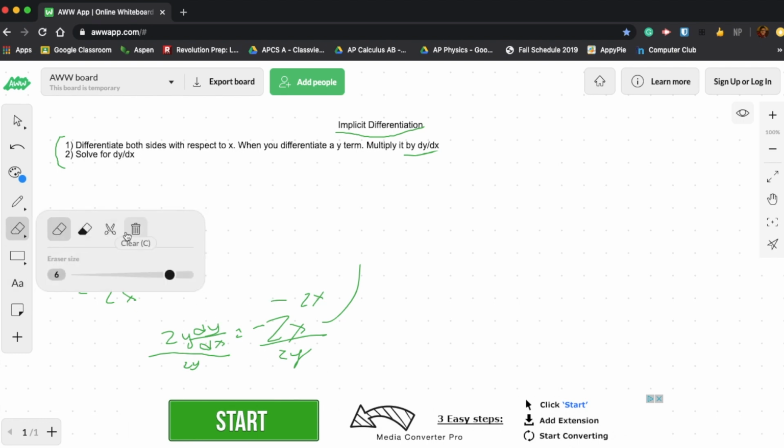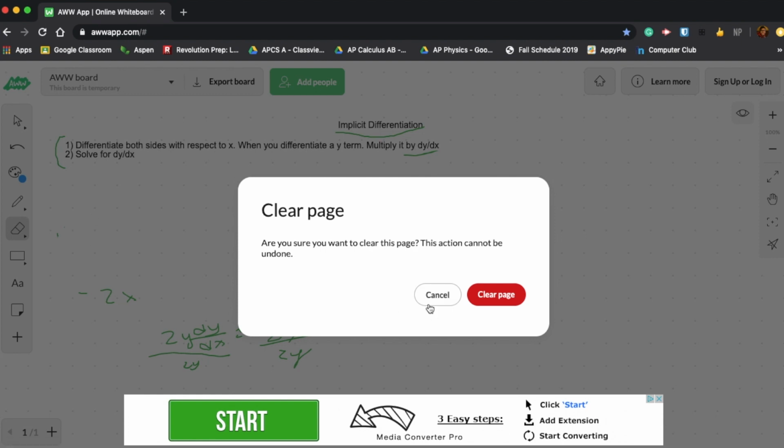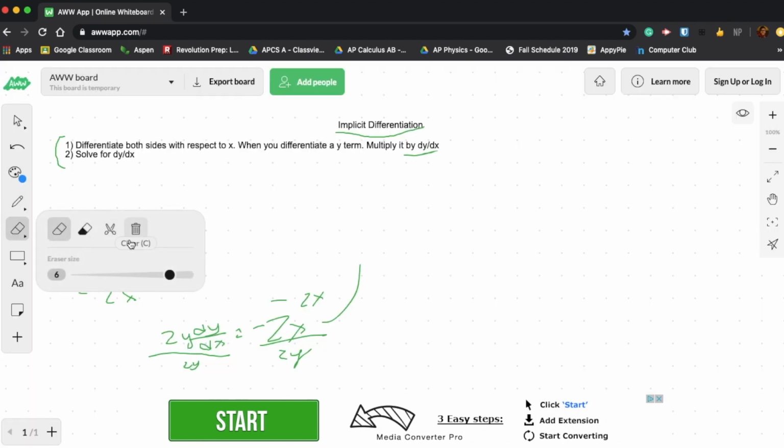Alright, I'm just going to erase everything real quickly. I don't want to clear the page, do I? Alright. Eraser. Alright, cool.